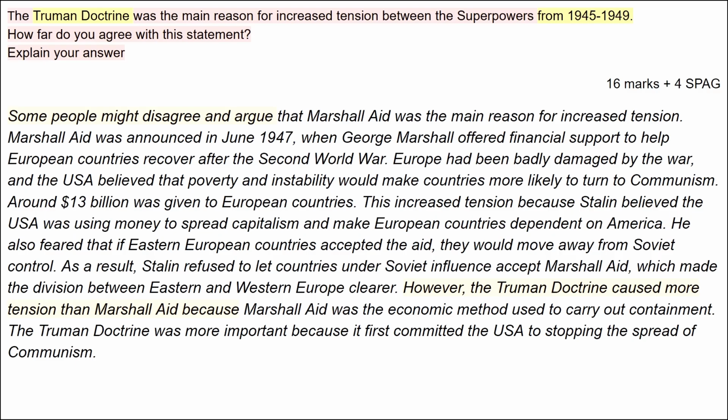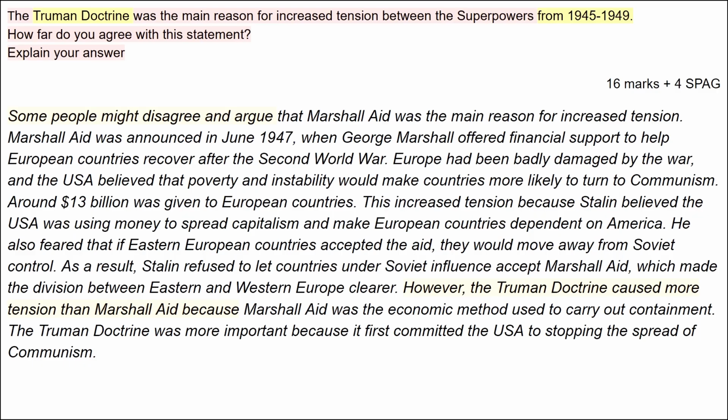This increased tension because Stalin believed the USA was using money to spread capitalism and make European countries dependent on America. He also feared that if Eastern European countries accepted the aid, they would move away from Soviet control. As a result, Stalin refused to let countries under Soviet influence accept Marshall Aid, which made the division between Eastern and Western Europe clearer.